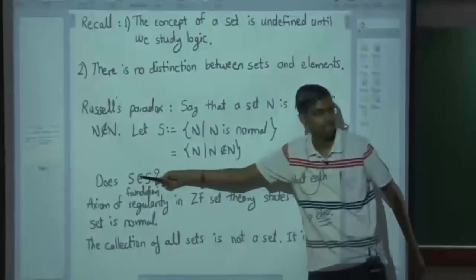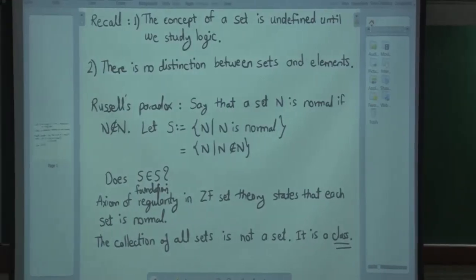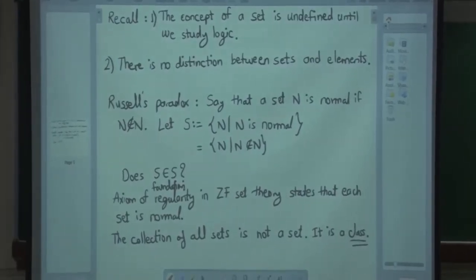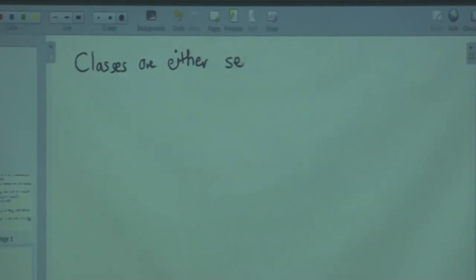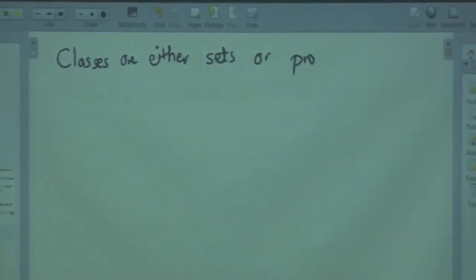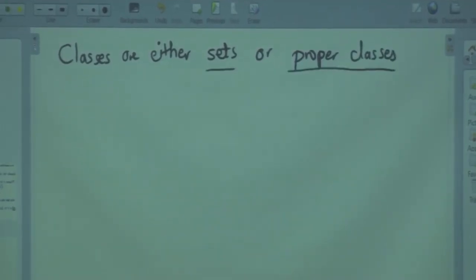So, therefore, there is no question of asking this. It's not a set. Understood? So, that's how we resolve paradox. Resolution of paradox means we don't let it arise. Right? So, I will write it on the next slide. So, classes are either sets or proper classes. So, these are two different categories.